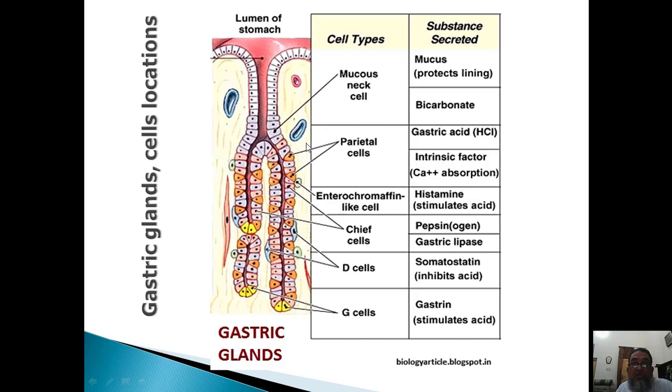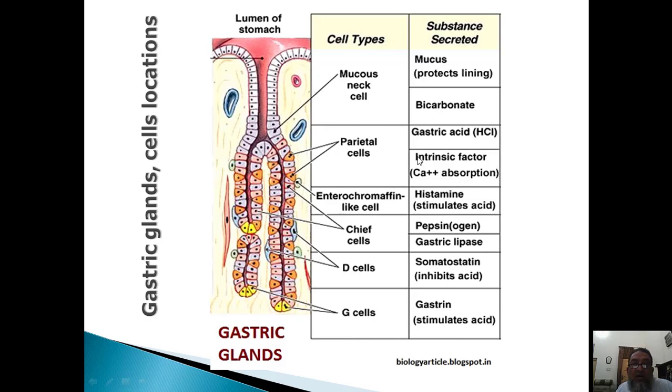Now look at the picture: in this neck region and upper part of the body are the parietal cells. These parietal cells are important because these are the cells which are D-shaped and highly eosinophilic in staining. These parietal cells secrete gastric acid, intrinsic factor, and aid calcium ion absorption. Three functions they perform: release of intrinsic factor, gastric acid secretion, and calcium ion absorption.